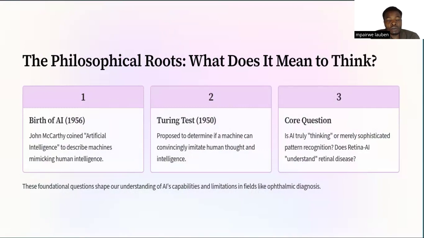So we begin by exploring the genesis of what it means to think. We go back to 1950. That's where we have the birth of AI, and the term artificial intelligence was first coined by John McCarthy, and it describes how machines can mimic human intelligence. Then before 1956, a Turing test was done. It was a proposal to determine if machines can really imitate human thought and intelligence.